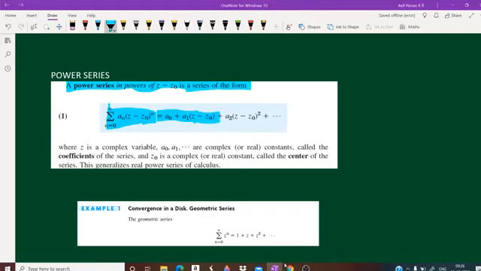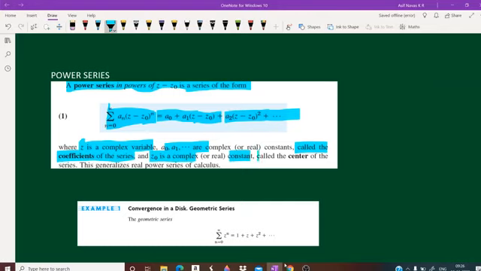a0 plus a1 (z minus z naught) plus a2 (z minus z naught) squared plus etc., where z is a complex variable, and a0, a1, etc. are complex or real constants. These are called the coefficients of this series, and z0 is a complex constant called the center of the series.